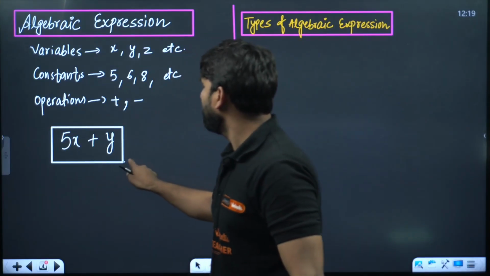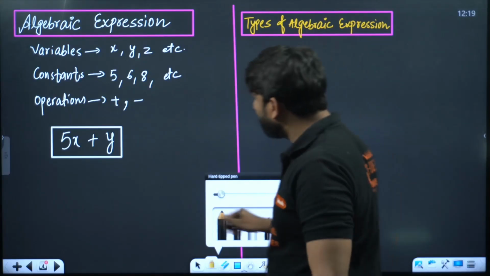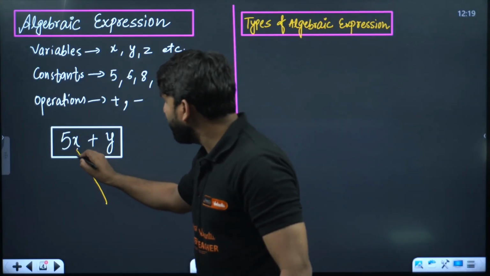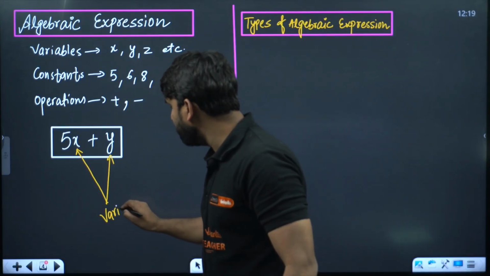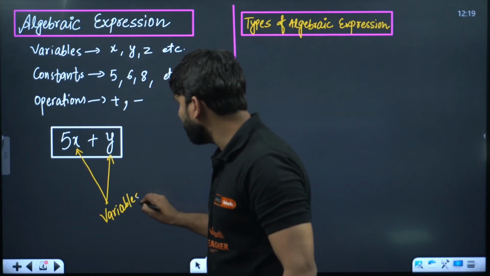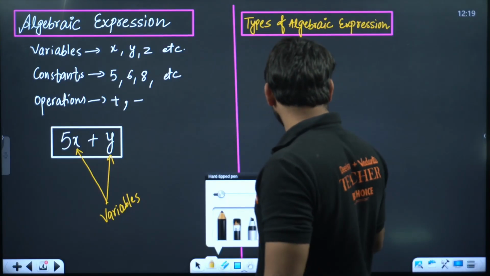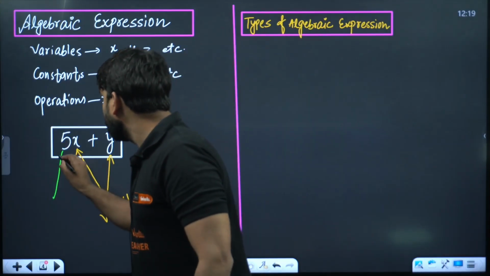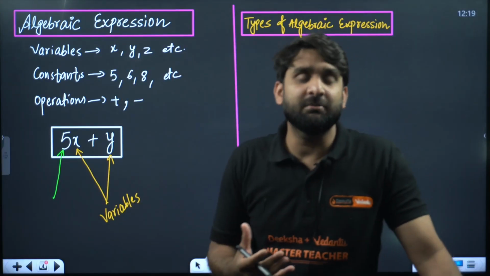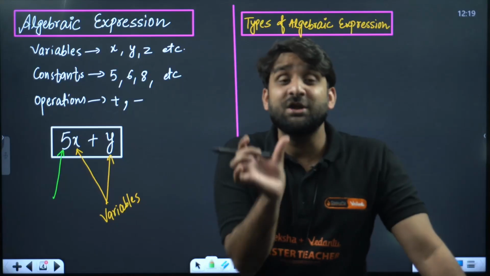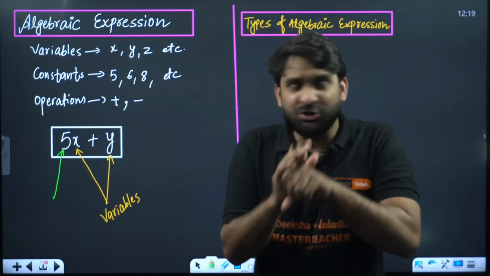So I'm making a box here, and my dear champion, listen. Here x and y, they both are variables. I hope you are getting my point. The yellow color is variables. And here this 5 is a constant. Yes, constant. But it has a special name because that 5 is attached with x. It is multiplication with a variable.